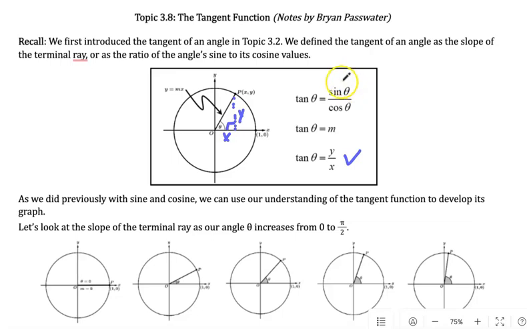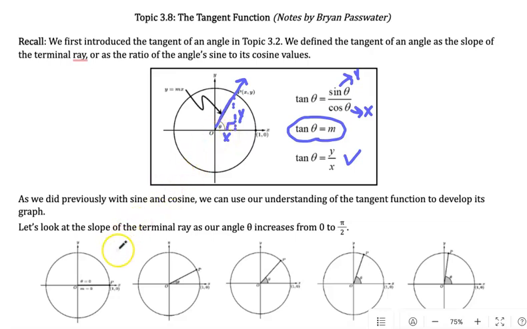And because on the unit circle, the sine value is the y value and the cosine value is the x value, tangent can be written as sine over cosine. And the last definition, m stands for slope, as in slope of a line. So if we have this terminal ray of the tangent function right here, then the slope of that line is this change in y divided by the change in x, which is noted as m for slope.